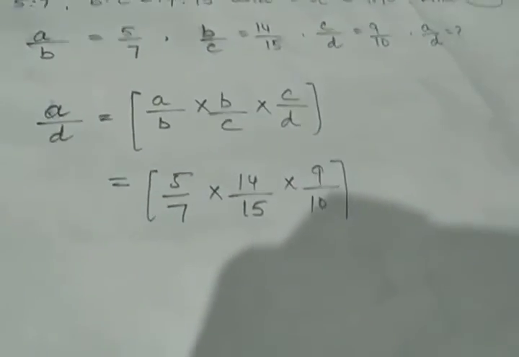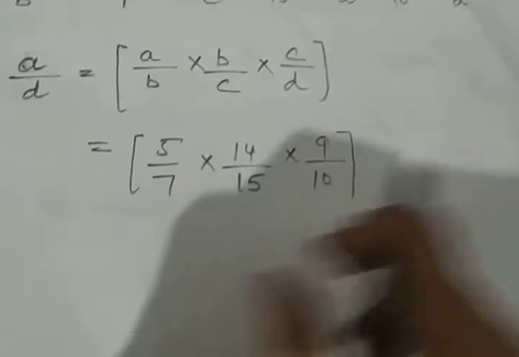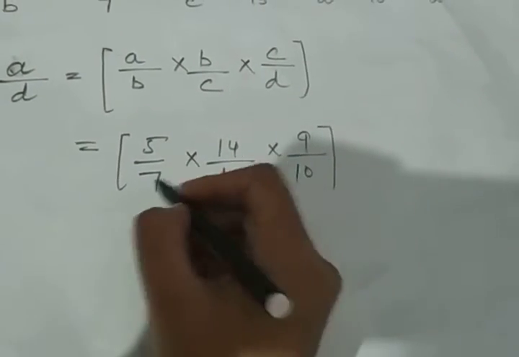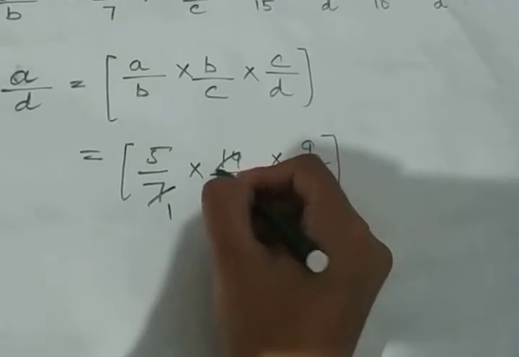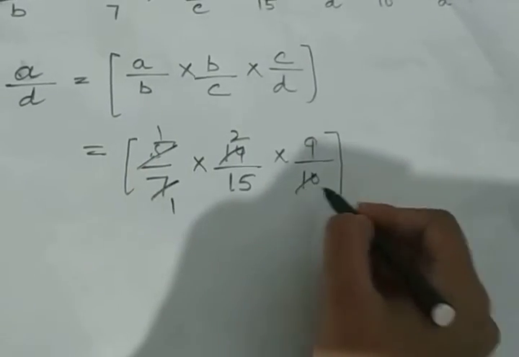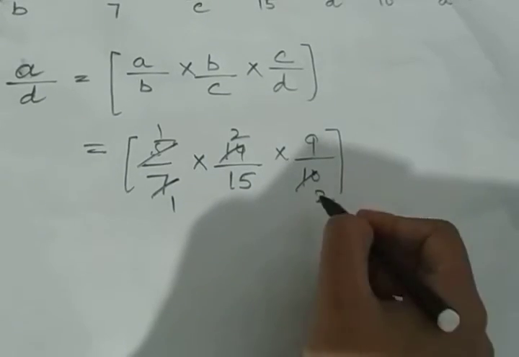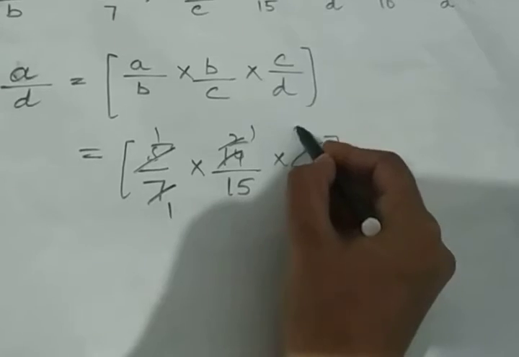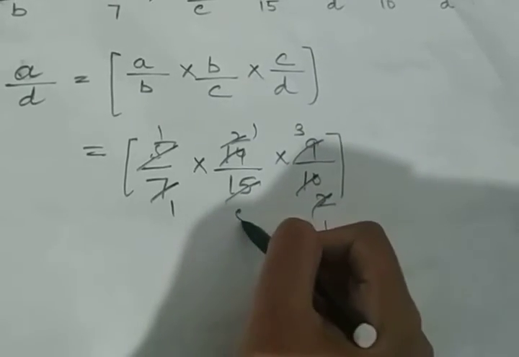We solve it in simple form. 7 1s are 7, 7 2s are 14. 5 1 is 5, 5 2s are 10. And 2 1 is 2, 2 1 is 2. 3 3s are 9, 3 5s are 15.